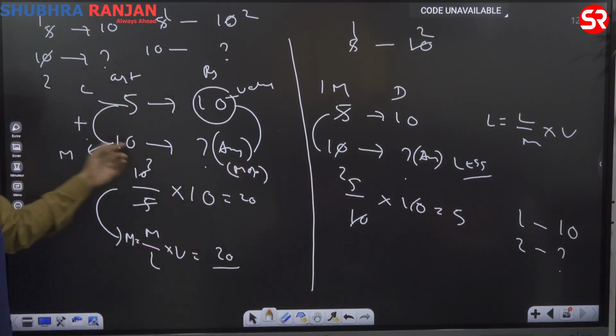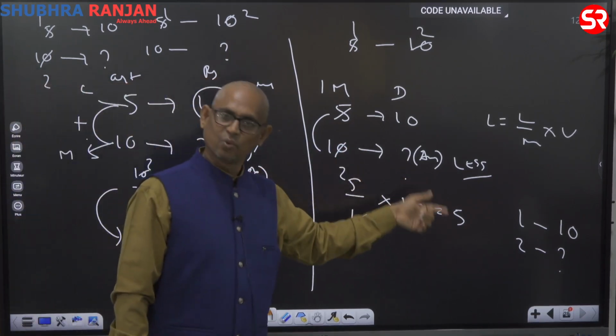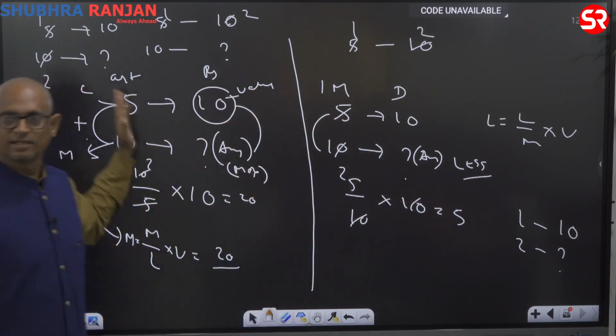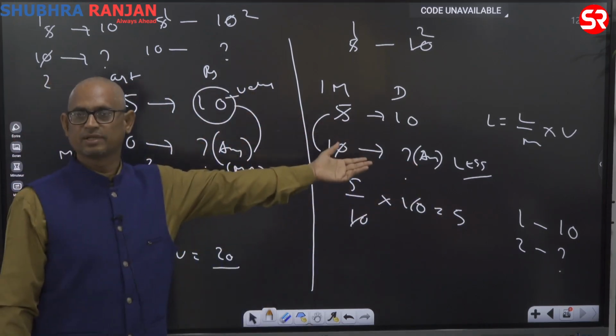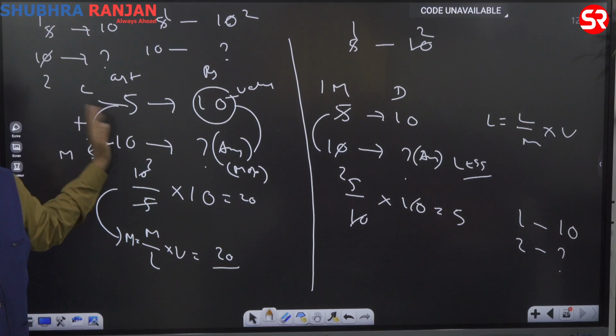Same problem we are getting here, what is there? More. Here what are you getting? Less. Why? The concept is different. Here the direct concept is there, here the indirect concept is there. Here time and work concept is there, here the directly proportional articles and rupees concept is there.